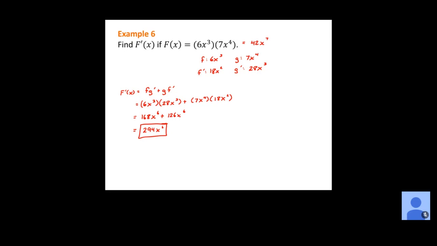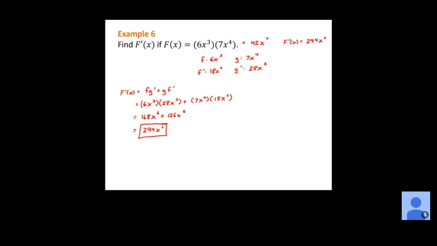And now, if we want to find f prime of x, we could just use our power rule, right? Multiply the 7 times the 42, drop your exponent by 1, and that's also going to give us 294x to the 6th. Okay, so that's definitely the shorter way to do this one.